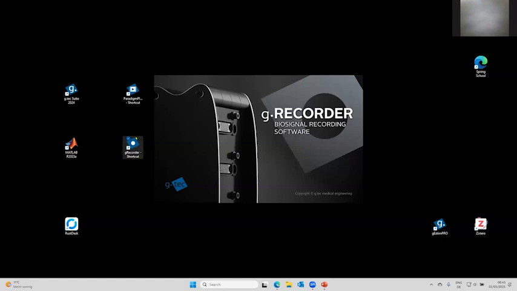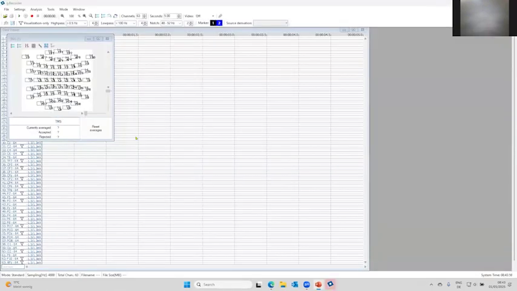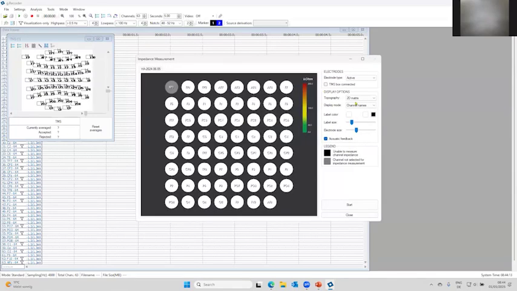And we will open the g.Recorder. It takes a minute. And the gel. Now we are going to open the impedance measurement tool.